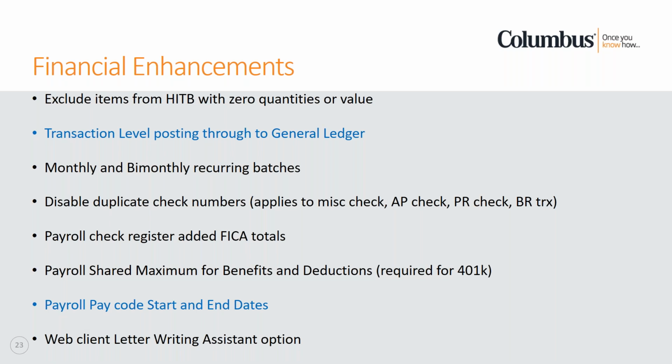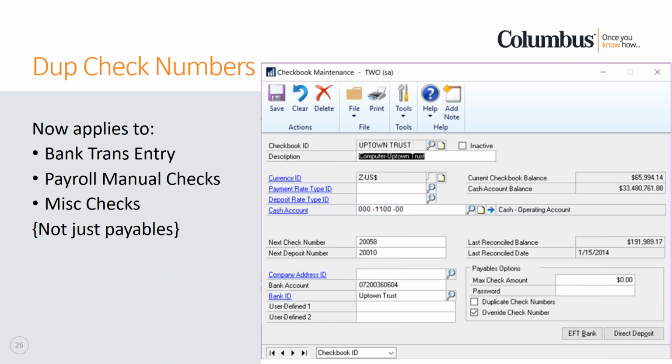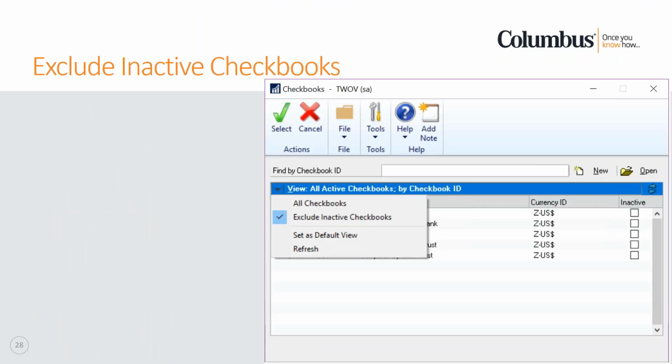And if you're one of the few clients using the web client for Dynamics GP, the letter writing assistant wizard is available now in the web client. So what do some of these things look like? So here's the inactive checkbooks. Not anything real thrilling there. It's just they added this same feature that we've had for several years for customers, items, accounts, vendors, employees, and so on. We can now exclude checkbooks that we're no longer using.